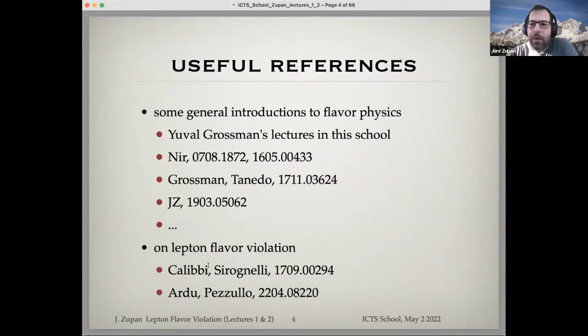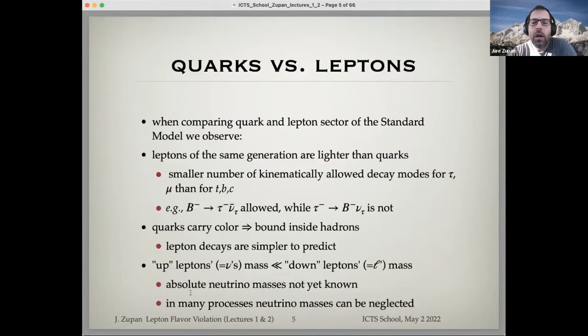And then for this particular course, there are two reviews which are useful if you want to dive deeper, especially in the experimental parts, but also in the beyond the standard model examples. One is from Calibi Cironelli, and then a very recent one from Ardo and Pezzula. I think both of them are great. They cover slightly different things, so I put them out there. All right, so to physics.